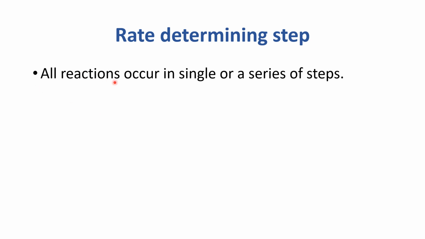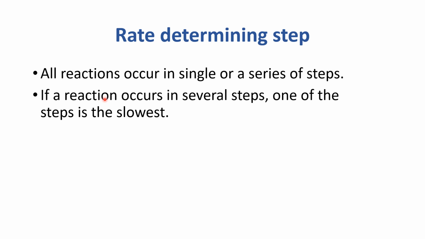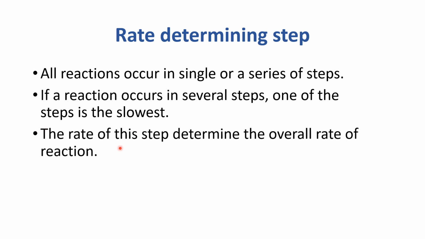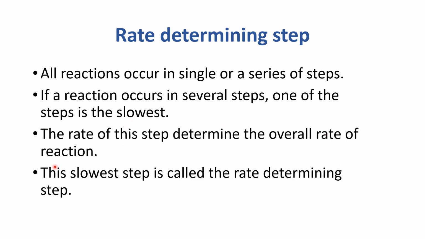All reactions occur in single or a series of steps. If a reaction occurs in several steps, one of the steps is the slowest. The rate of this step determines the overall rate of reaction. This slowest step is called the rate determining step.